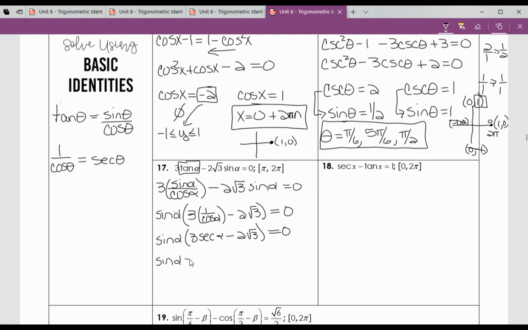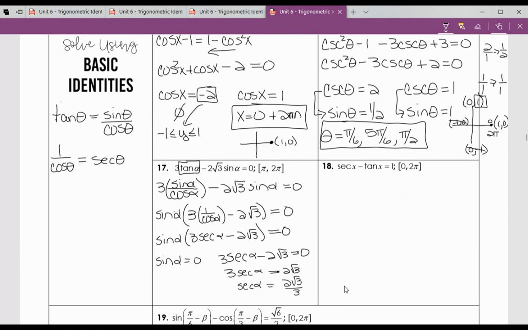When I set my monomial factor equal to 0, that's just sine alpha equals 0. Here, I have a little bit more work to do. That's 3 secant alpha minus 2 square roots of 3. Set that equal to 0. So I have 3 secant alpha equals 2 square roots of 3. Divide by 3, and I end up with 2 square roots of 3 over 3.